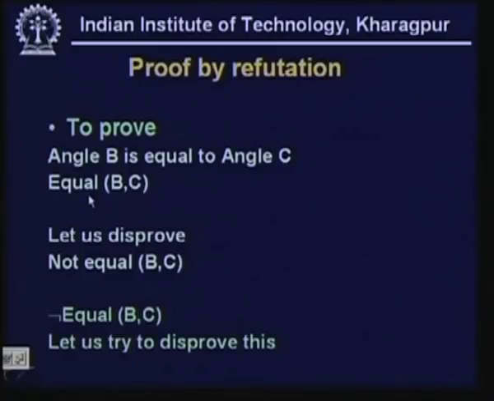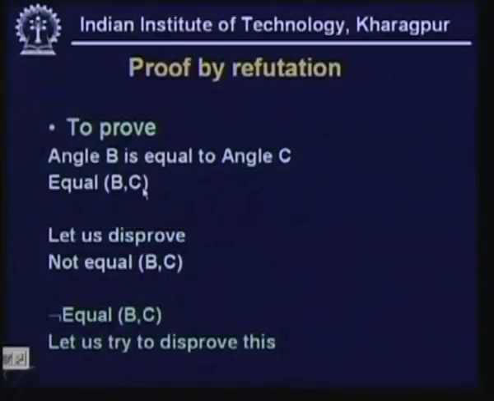Now, one approach that all of you must have done in the course of mathematics sometimes, that is called proof by refutation. Sometimes it is also called reductio ad absurdum. So, in order to prove equal BC, what we can do, we can also disprove not equal BC, that if we can prove that not equal BC is false, that implies equal BC is true. So, resolution actually tries to prove in that way.